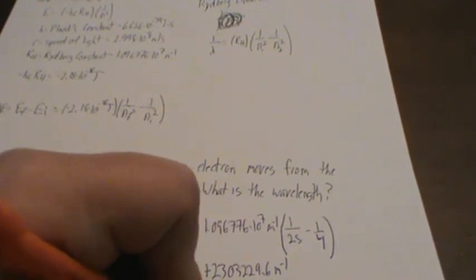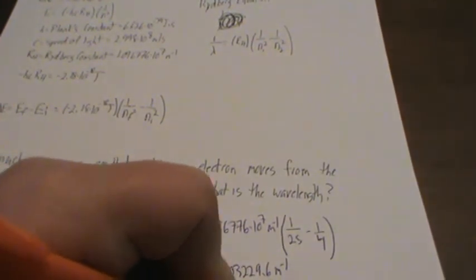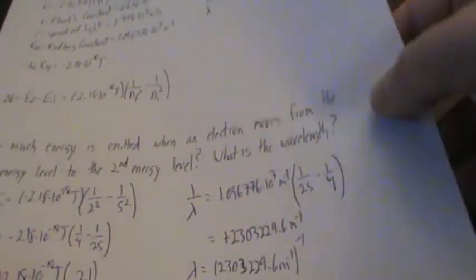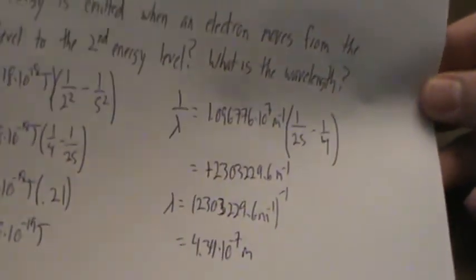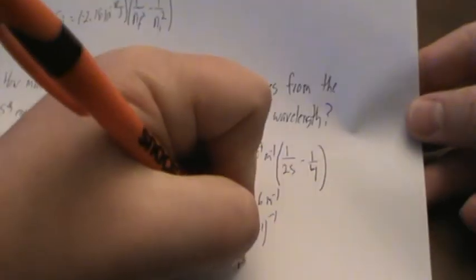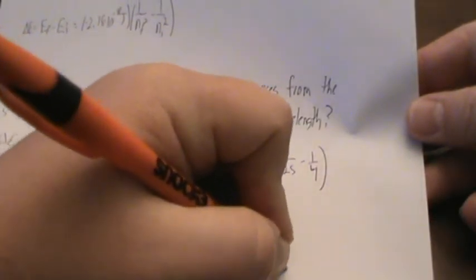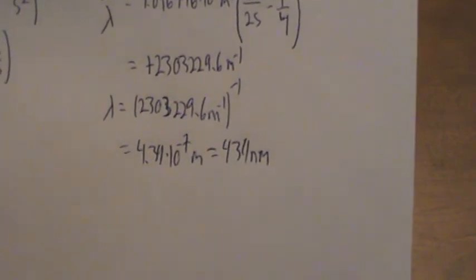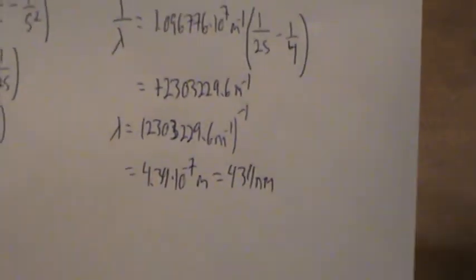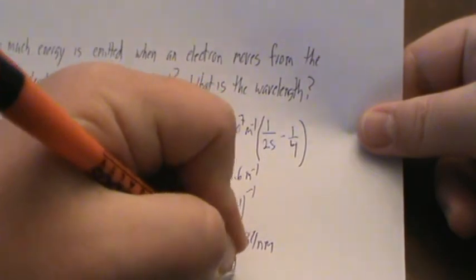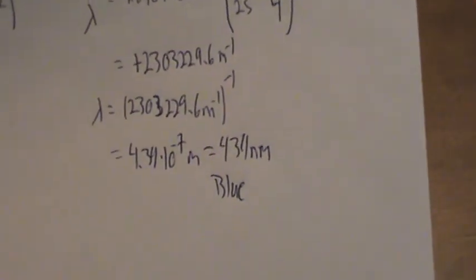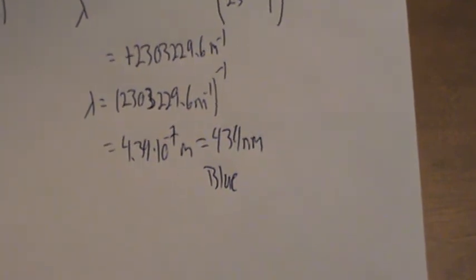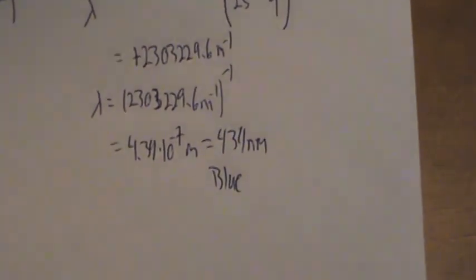Now it comes out to be 4.34 times 10 to the negative 7 meters. Okay, now this actually does fall into the visible spectrum. This is equal to 434 nanometers. Now, where does this fall? This is going to be somewhere in the blue range, probably a little bit more indigo than blue, but right around that area.